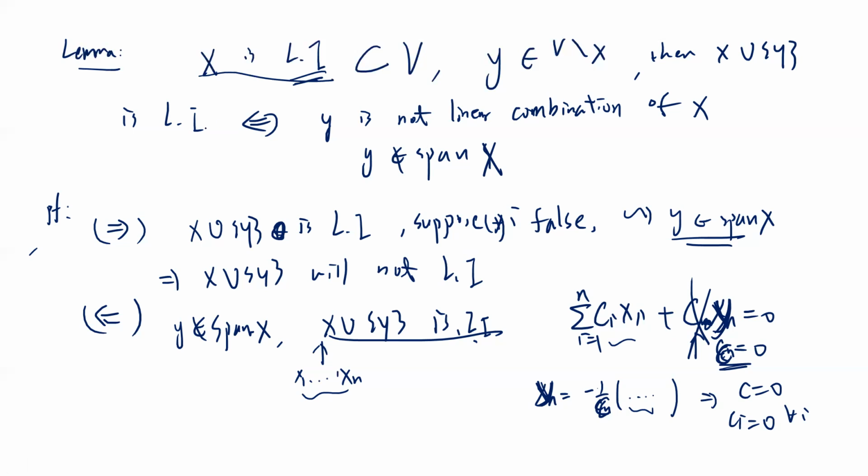So this proof tells you that if you have a set x in a vector space V, then if you take any y which is not in the span of x, and you put it in, then they will form a larger linearly independent set. Okay, so from here we can prove every vector space has a basis.